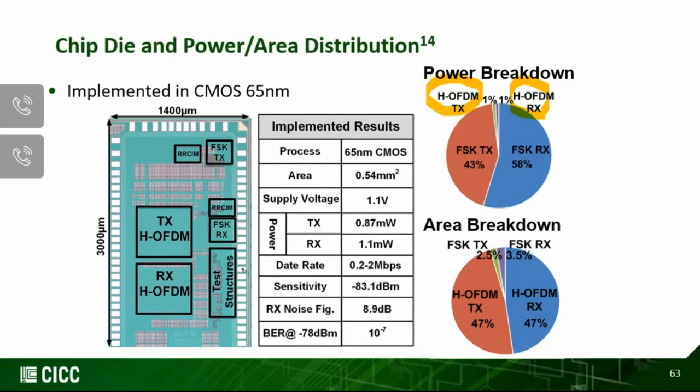The TX power is now meeting the target of less than 1 milliwatt, whereas the RX is still slightly higher than the target, at 1.1 milliwatt, but it's around the same order of magnitude we were targeting. The data rate corresponds to 0.2 to 2 megabits per second, which covers a wide range of applications. And the sensitivity in the RX is minus 83.1 dBm, and the BER at minus 78 dBm is 10 to the minus 7.